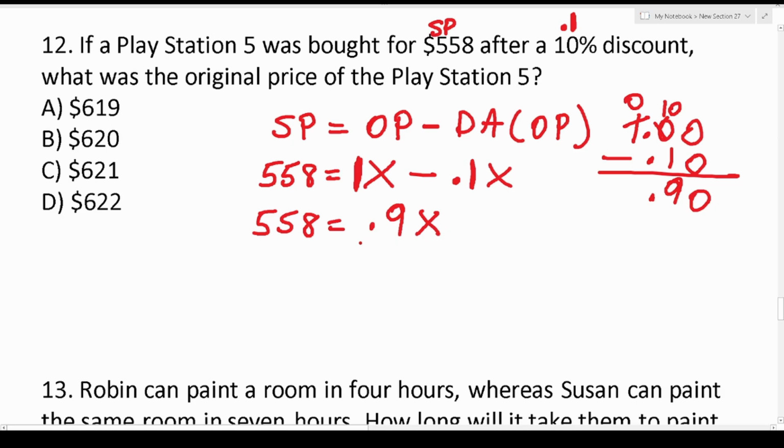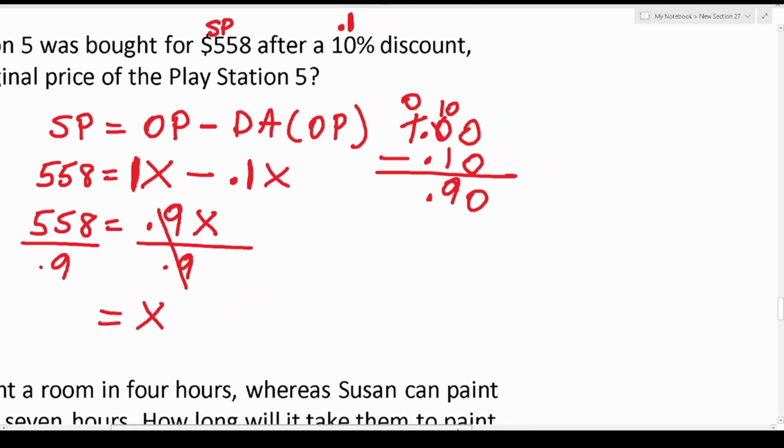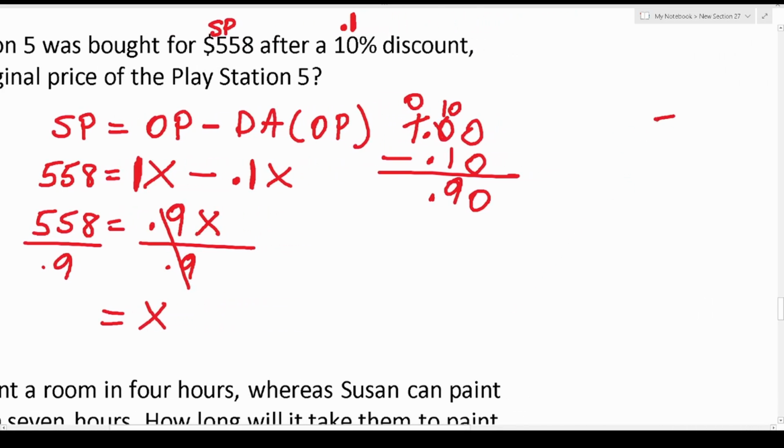Now we're just going to divide both sides by 0.9 to get x by itself. This crosses out here, leaving you with just x over there. And as you can see, x equals 558 divided by 0.9, which I'm going to work off to the side here. Again, this is 558 divided by 0.9.